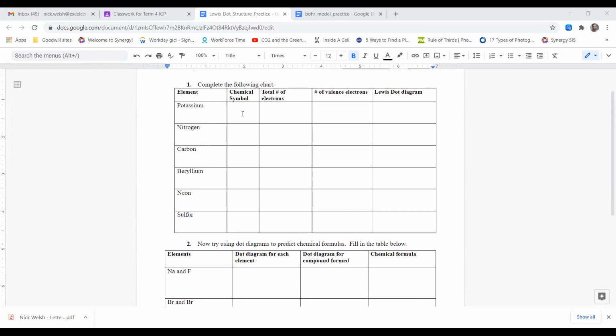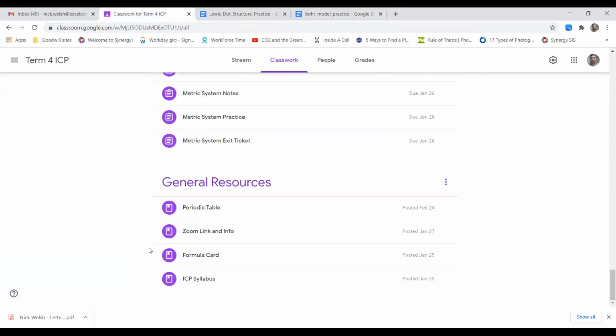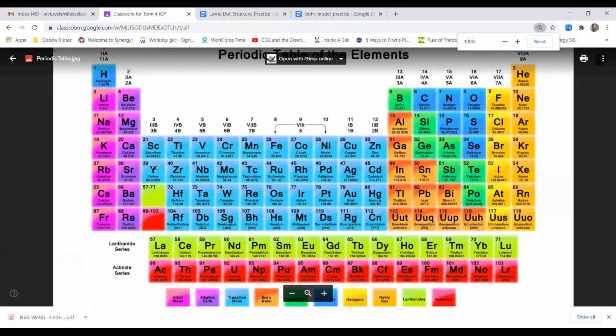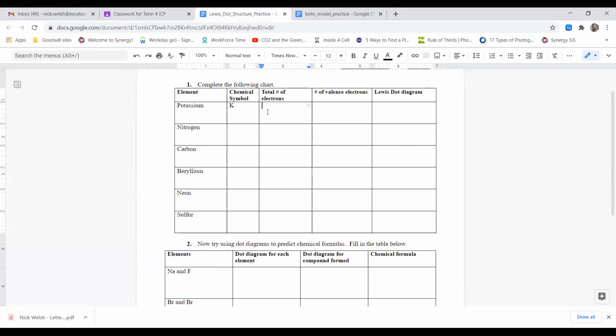So potassium, the chemical symbol is K, capital K rather. There we go. How many electrons does potassium have? Well, if we look at our periodic table, here's potassium, it's K. Right here, and it has element number 19, so that means it has 19 total electrons. So that's the total. Of those 19 electrons, how many are valence electrons?